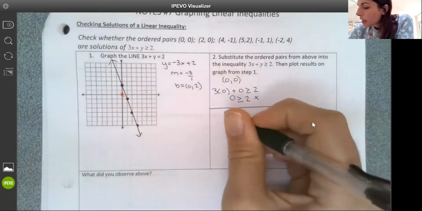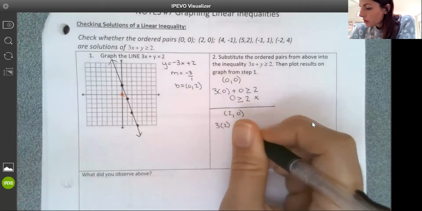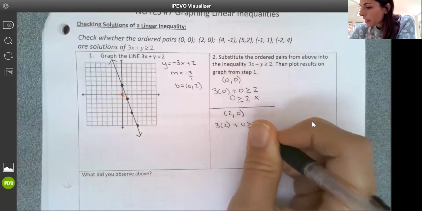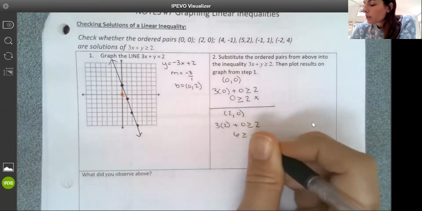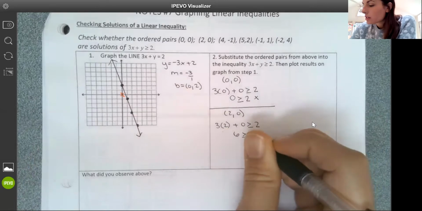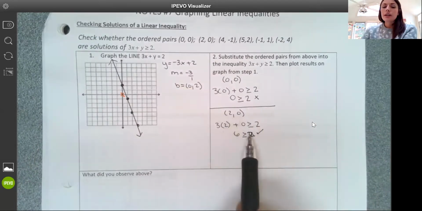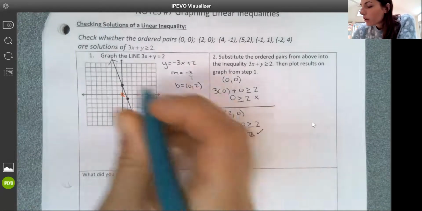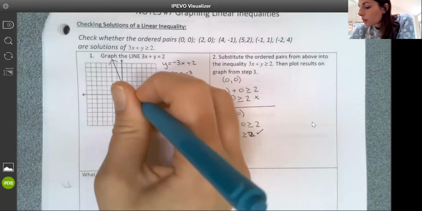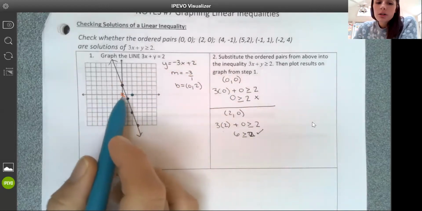Now I'm going to look at 2, 0. If I plug in 2, 0, so 2 for x and 0 for y, it gives me 6 plus 0, or 6 greater than or equal to 2. That point would work, right? 6 is greater than 2. So for that point, 2, 0, I'm going to just put the point and I'm going to put it in blue. Okay, that point worked. This one did not.